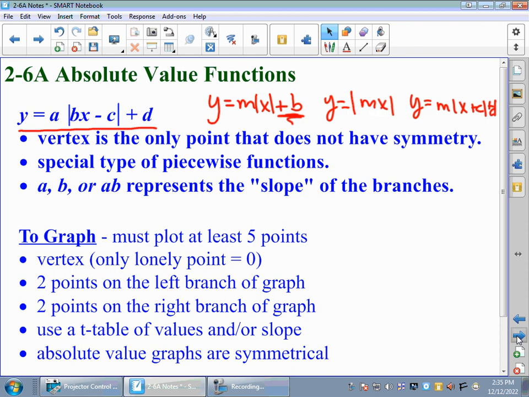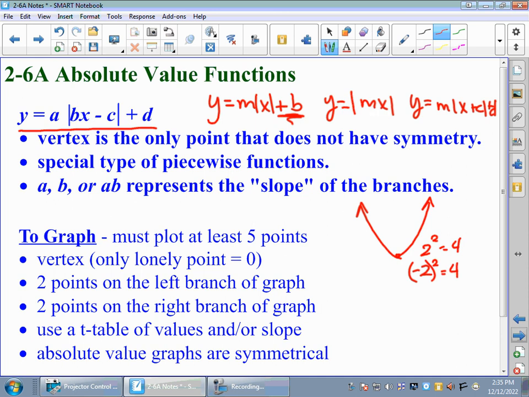So the vertex is the only point that doesn't have symmetry, just like a parabola. Remember with a parabola, everything was squared. So every squared buddy, if I square 2, I get 4. If I square -2, I also get 4. So everybody has a buddy except for 0. When you square 0, it's just 0, lonely.